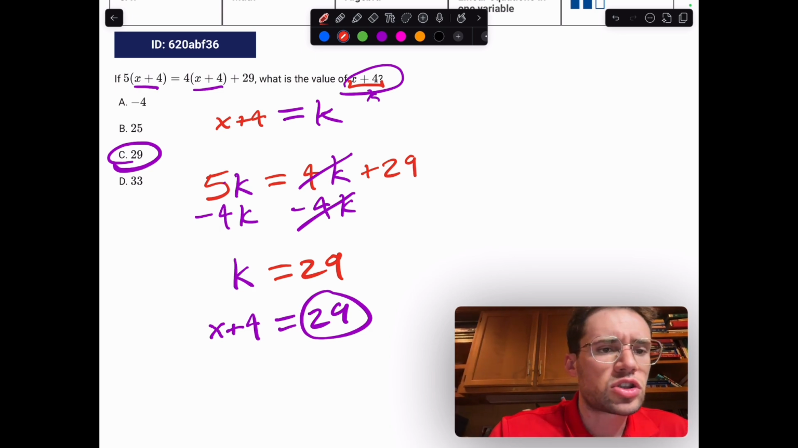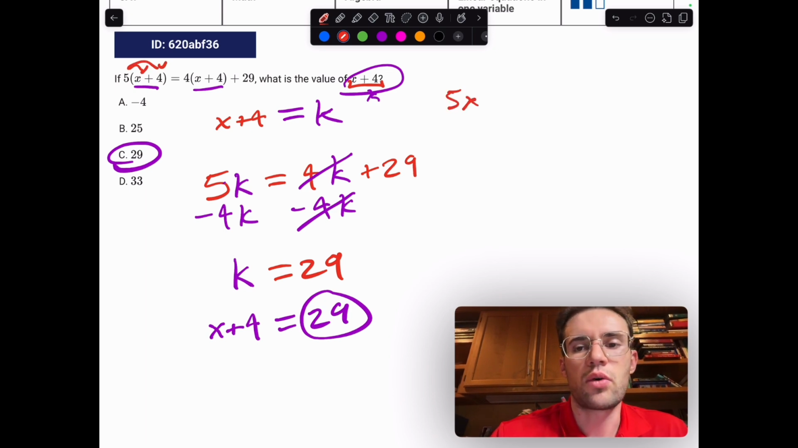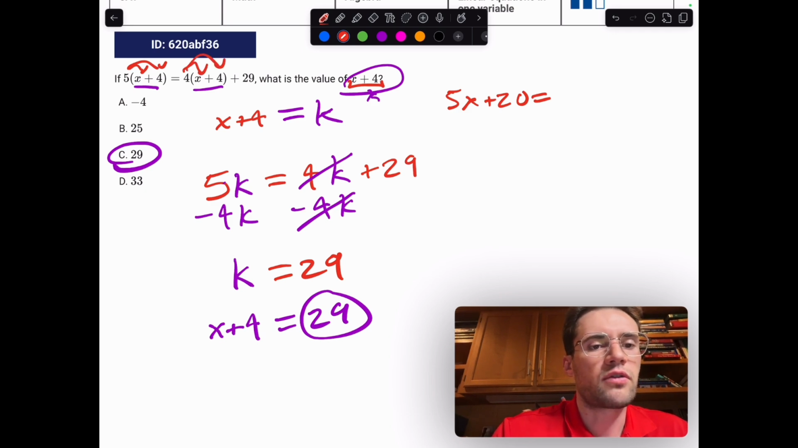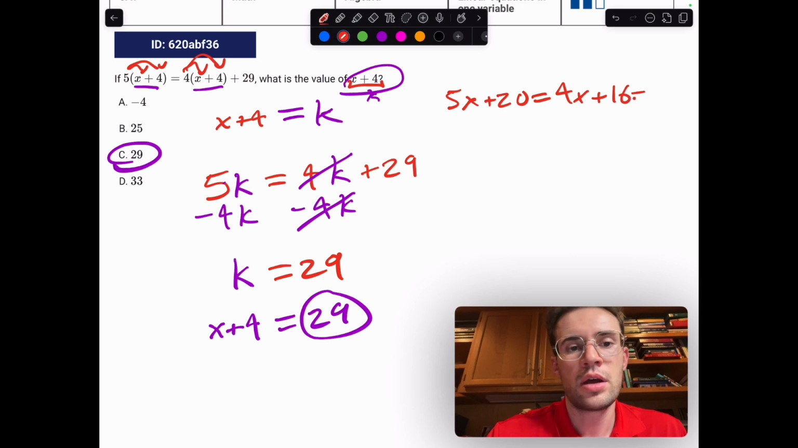But you could also distribute the 5. You get 5 times x is 5x. 5 times plus 4 would be plus 20. And that would be equal to, you distribute the 4 here. 4 times x is 4x. 4 times 4 is 16. No, it's not equal to, that's plus 29. All right, so you could just do it like this.